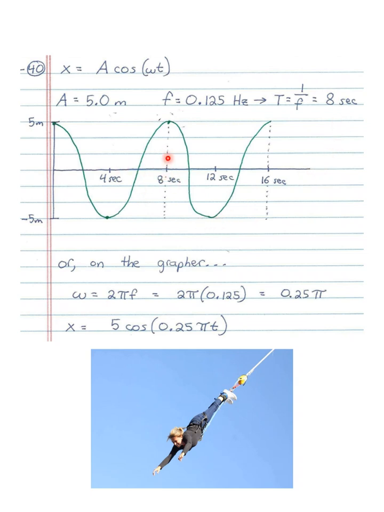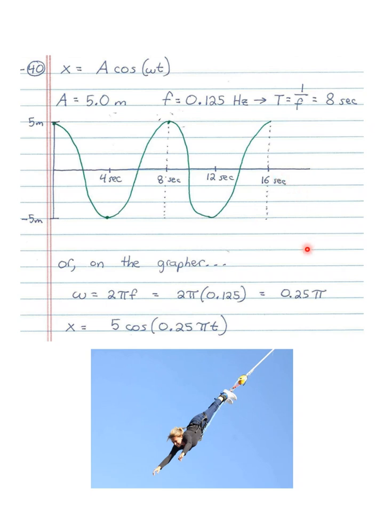So at the 1 full period, it's been 8 seconds. We can say at the half period, from the time the bungee jumper went from positive 5 meters to negative 5 meters, that's 4 seconds, and then 12, and after the second period, we have 16 seconds.